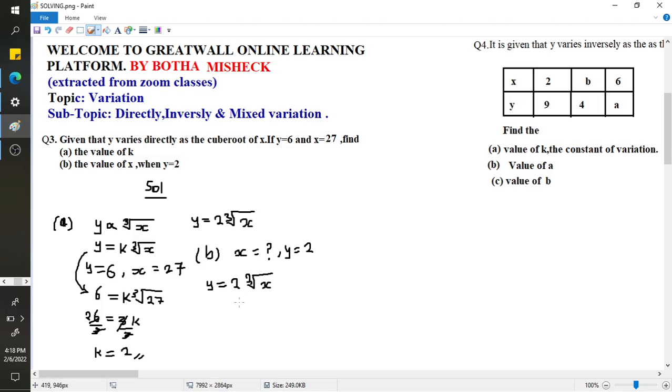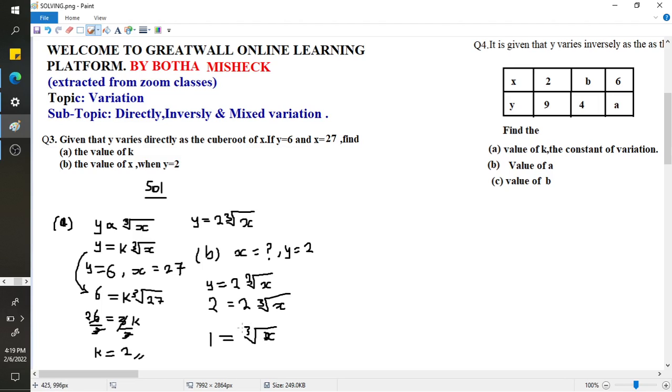That's a 3 there and not 2. So we are going to have the value of y is 2. We can substitute. And there we have 2, right? And here we have the cube root of x. Okay, so this is what we have. Now dividing both sides by 2, we are going to get 1 is equal to the cube root of x, right? I'm sure you get what has just happened there.